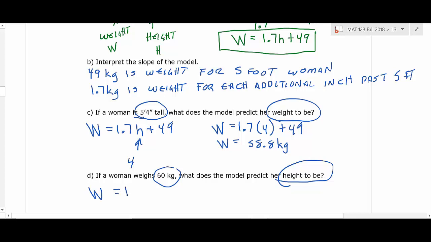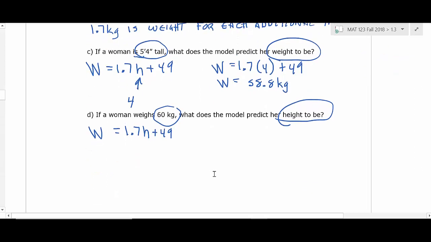So again, I would start by writing down the mathematical model. Okay, what are you going to plug into your equation? And where? 60 goes in where? W, because that's what it is, right? That says this is a weight, so the 60 goes there. The height is what we don't know. That's what we're trying to find. So you're going to solve an equation on this problem. So you have 60 equals 1.7h plus 49. Okay, that's a real simple equation that you should be able to, I think, solve okay.